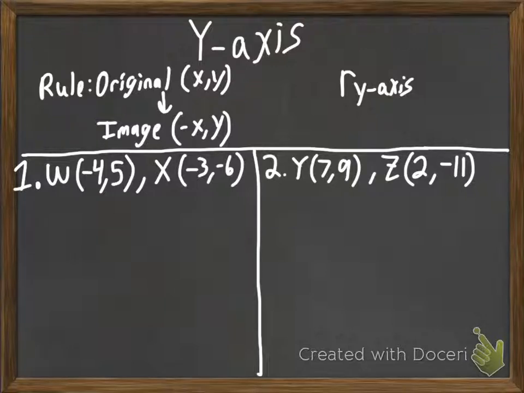Next we're going to talk about reflections over the y-axis. And up here at the top, starting with the rule, we have our original at x, y, and our image point is the opposite of x, and our y stays the same. We'll see the rule written as little r y-axis. So it's a similar idea to what we just did with the x-axis, so I want you to pause the video and work through example 1 and example 2 with your group, and do that now.